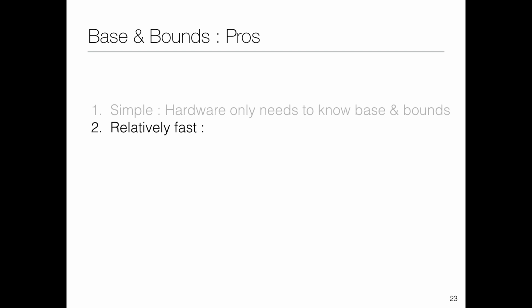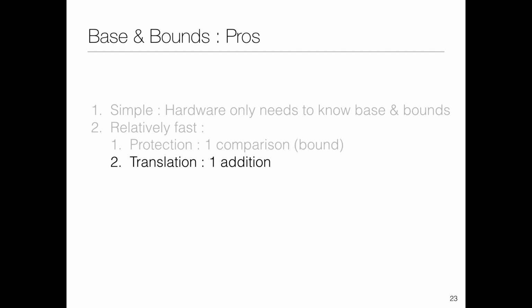It's also going to be relatively fast. Why is it fast? What are the operations being done? One is a comparison for checking the bounds. The other is a simple addition for translation of the address.